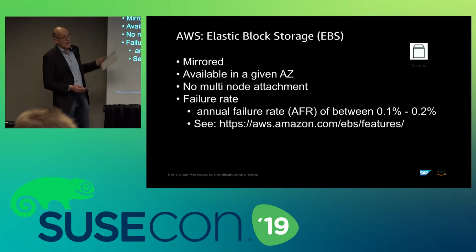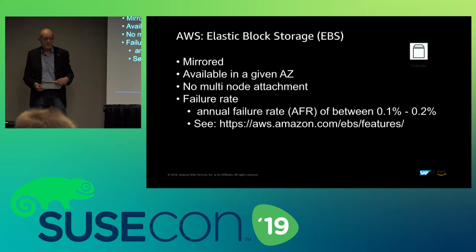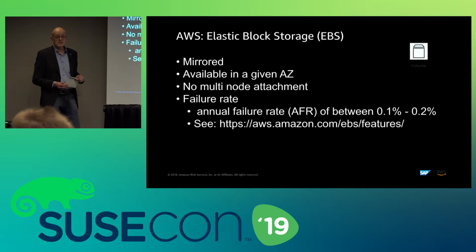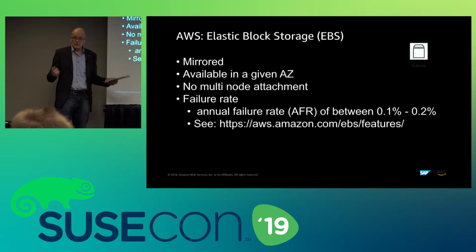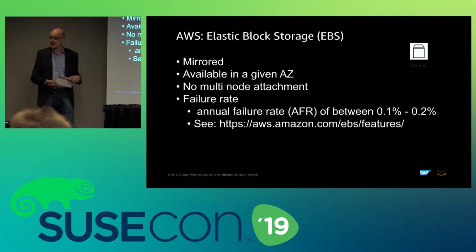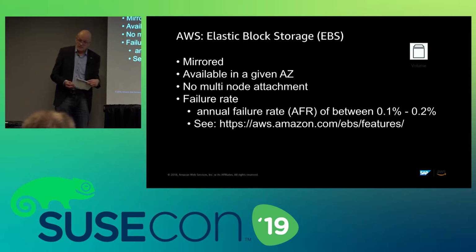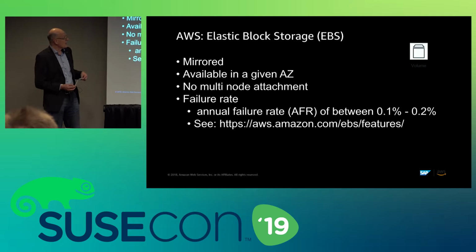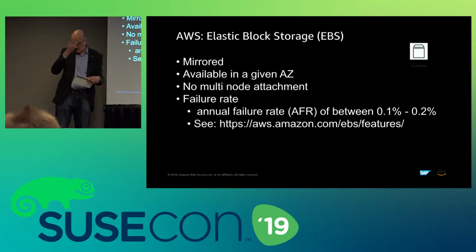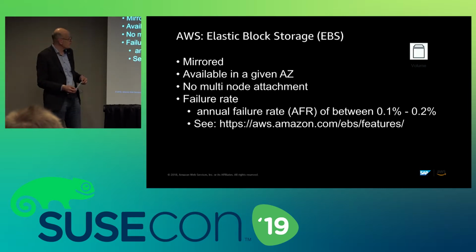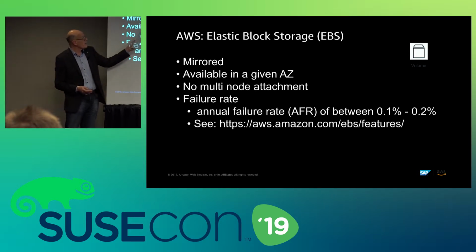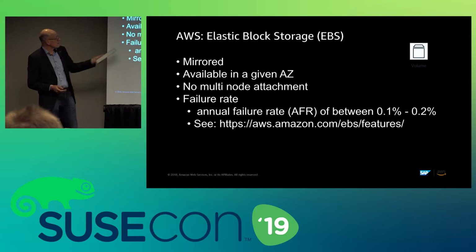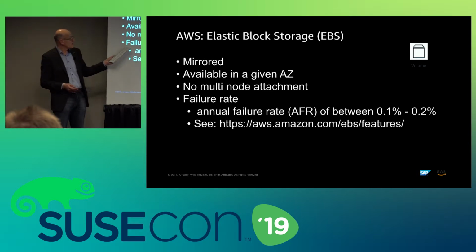Another thing we have is our block storage. We call them EBS. These are non-shared volumes. If you want to synchronize the state of your application across AZs, you need some technologies. We use HANA system replication to do this at the SAP level, or we use Enqueue Replication to do this for NetWeaver. These things are internally mirrored. They're available in a given AZ. They don't have a multi-node attach, and they're relatively robust.